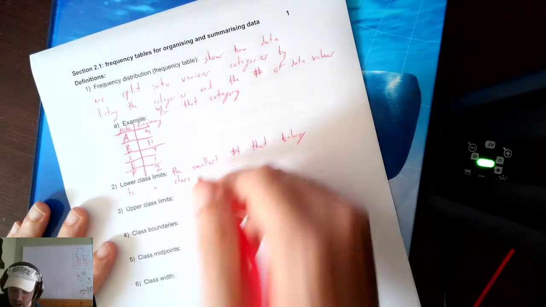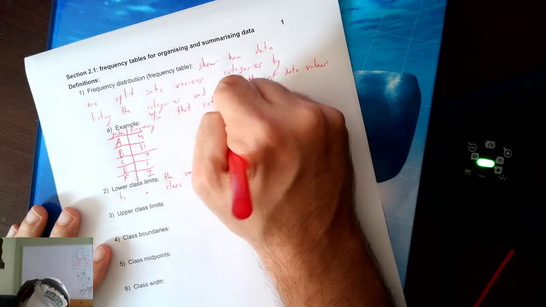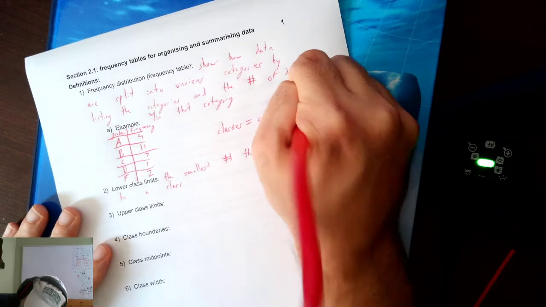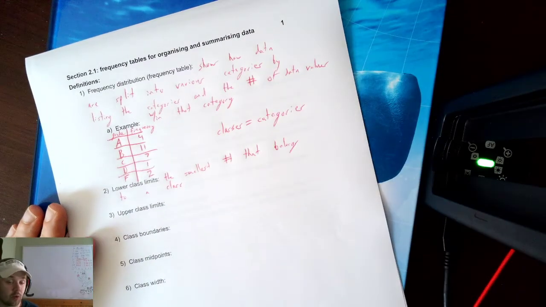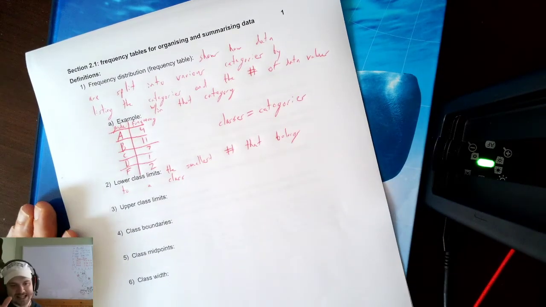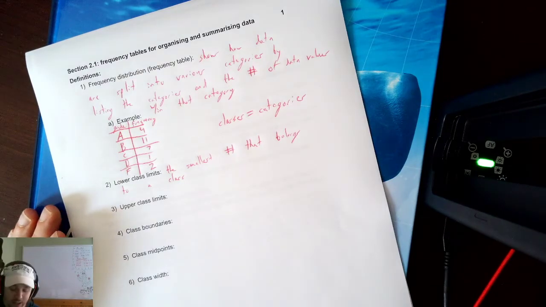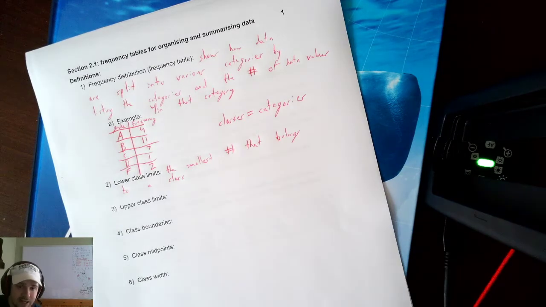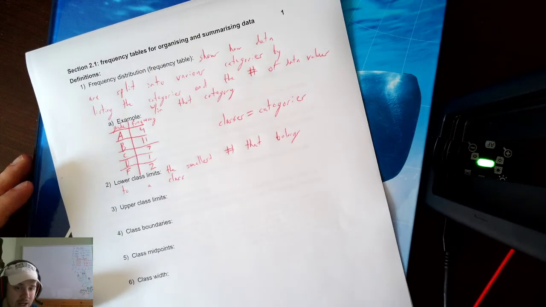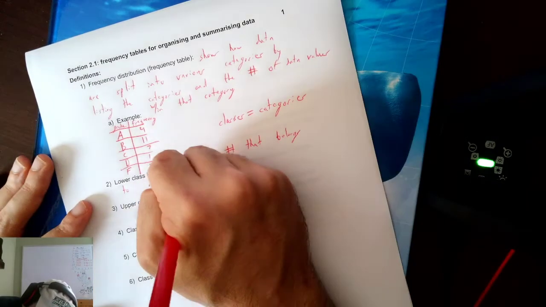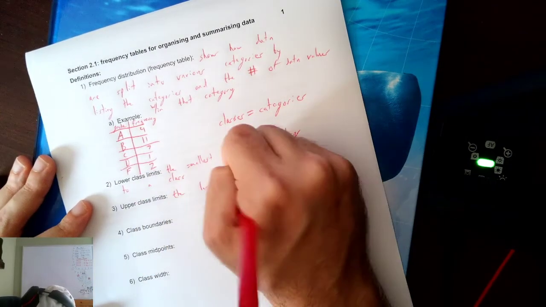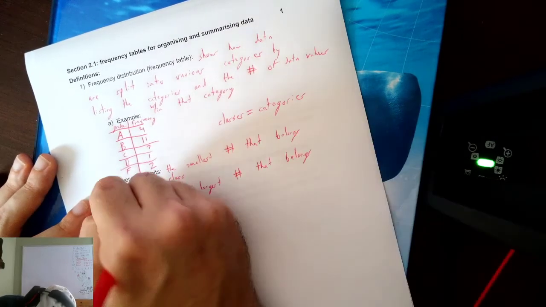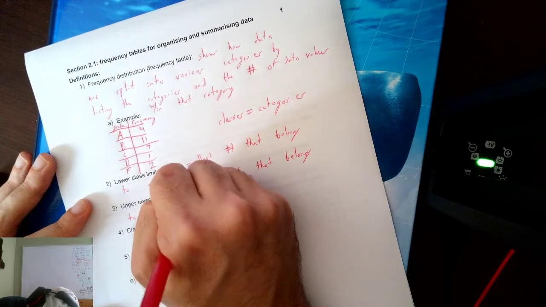Now the classes are the categories. So if you want to write classes equal categories, that is fine as well. The class is the word we usually use rather than categories. Class is a little shorter, right? Easier to say. So the lower class limit is the smallest number that belongs to a class. The upper class limit, same thing, but change the word smallest to largest. So this is the largest number that belongs to a class.